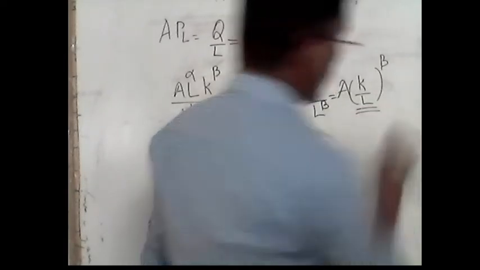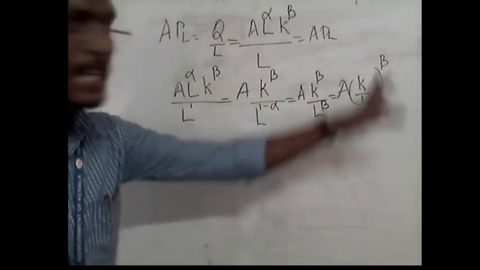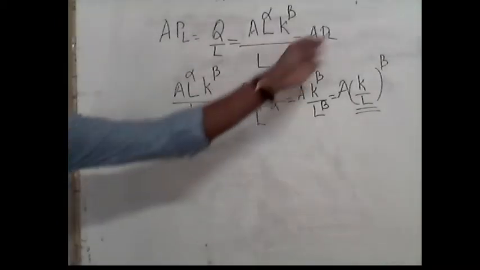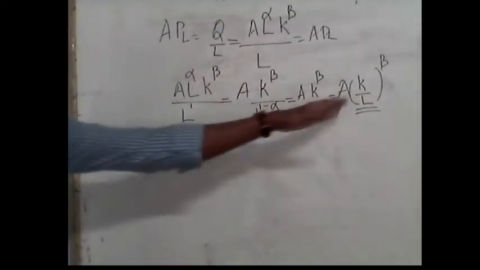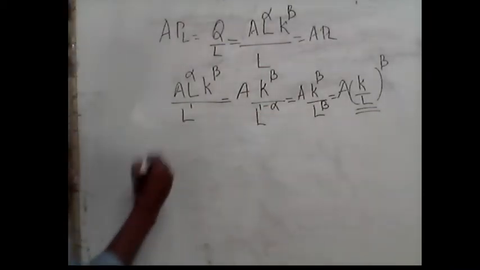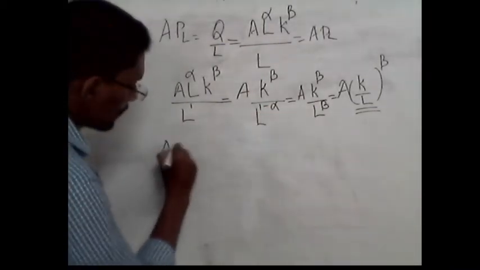And here the value is obtained in the form of a ratio, that is the capital labor ratio, so the respective factors of production are represented in that particular ratio also.